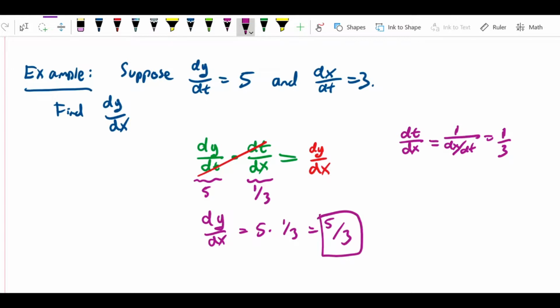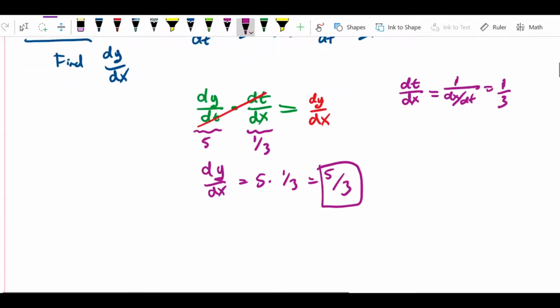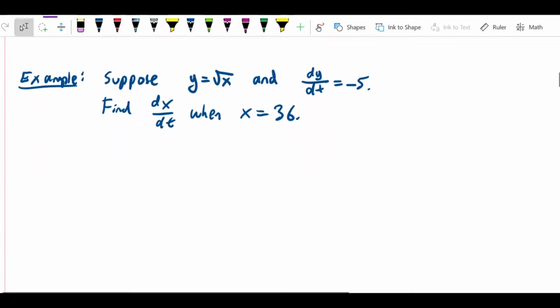So what I have here really are two constant rates of change. I'm saying that y changes 5 units for every unit that t changes, and x changes 3 units for every unit that t changes. So I can determine that y changes 5/3 of a unit for every unit that x changes. That's just what the algebra shows. Let's do one more of these, a little bit more complicated.